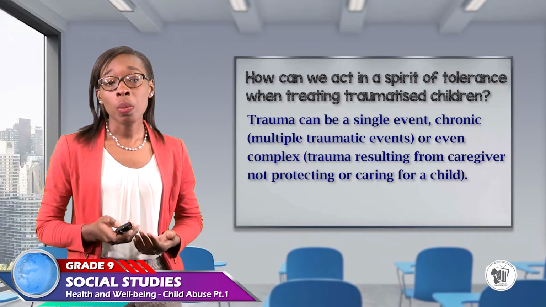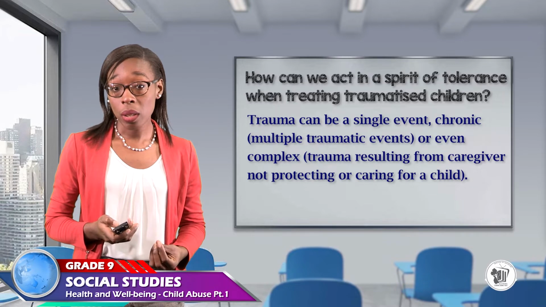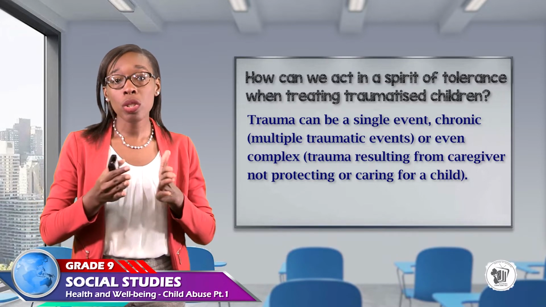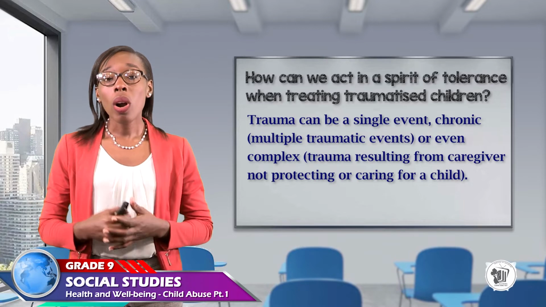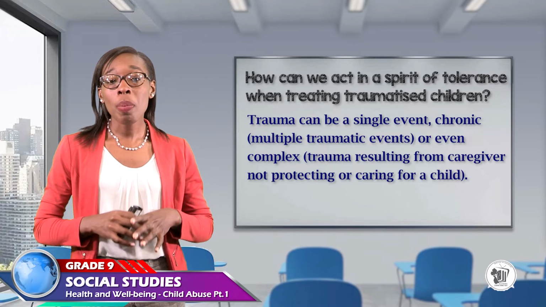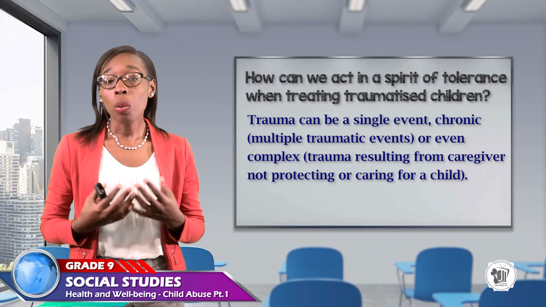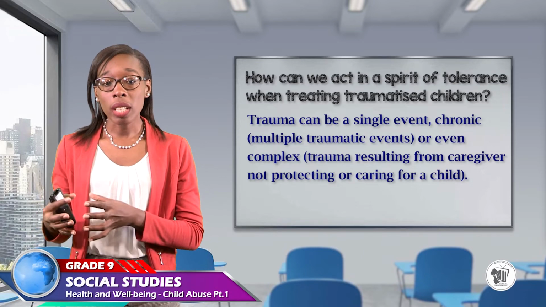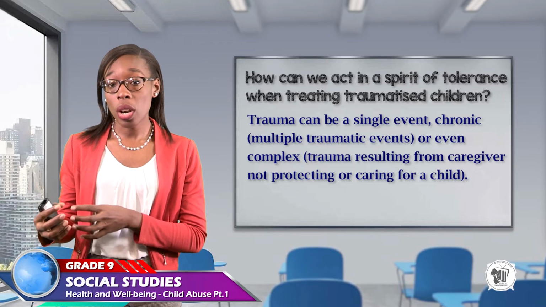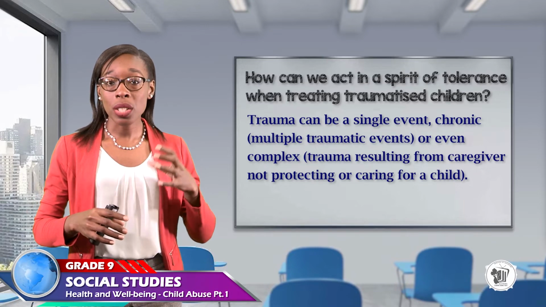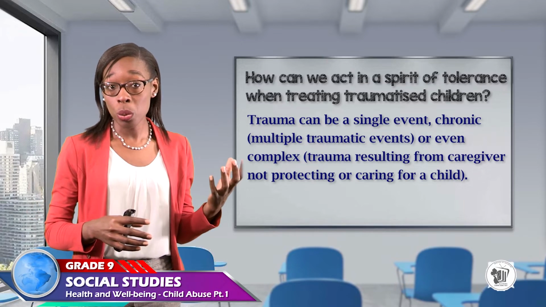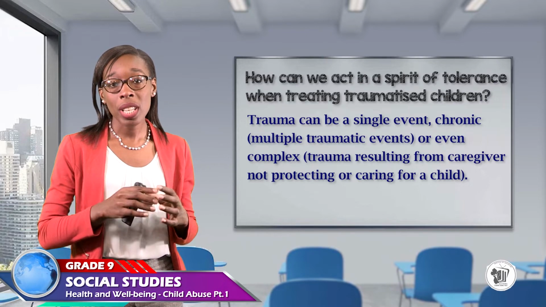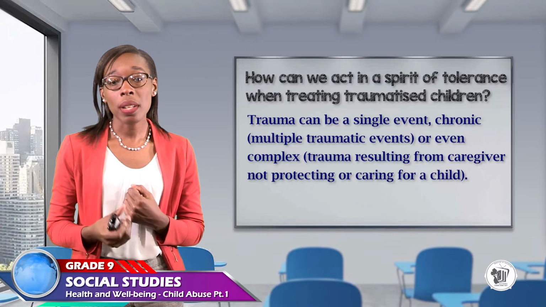Trauma can also be a single event or chronic, which means that there are multiple traumatic events, or it can even be a complex event, which means that trauma results from a caregiver not protecting or caring for a child. And so, as a result of perhaps abuse or neglect of a child, that now creates trauma in that child.